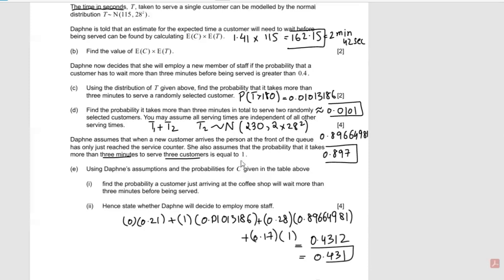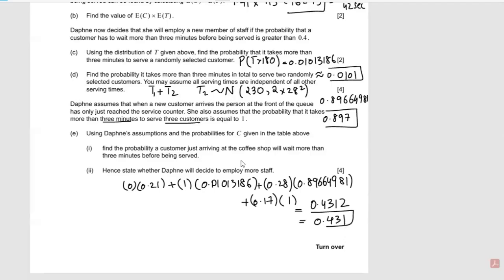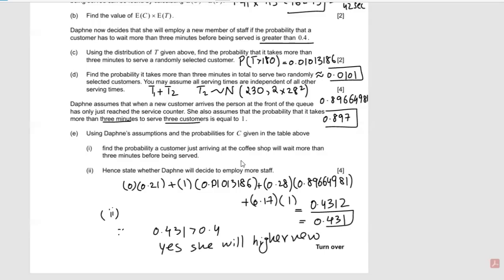Then, hence state whether Daphne will decide to employ more staff. I think it's written that she was saying that if the probability of being served is greater than 0.4. So you will say that since for part 2, 0.431 is greater than 0.4, yes, she will hire new staff, right?